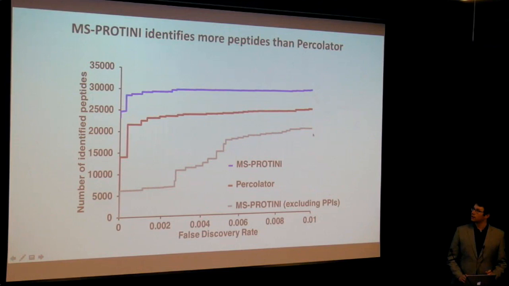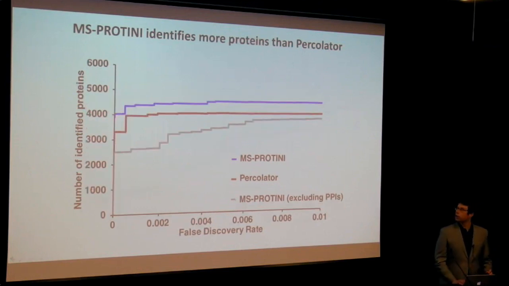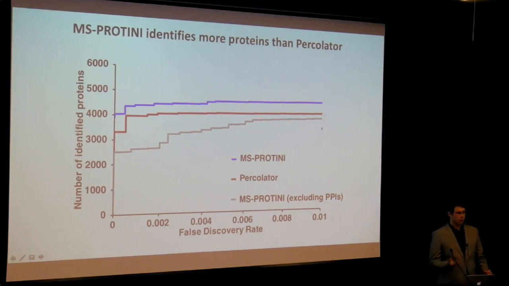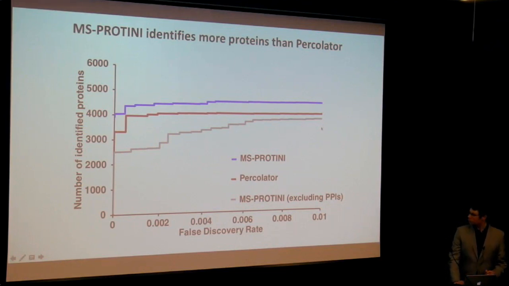And finally, if we go to the protein level, because the peptides are the small pieces of the proteins, we see that at the protein level we again outperform Percolator, and once again, protein interaction was playing a role in our ability to classify good from bad hits. Again, across the entire range of high confidence false discovery rates.